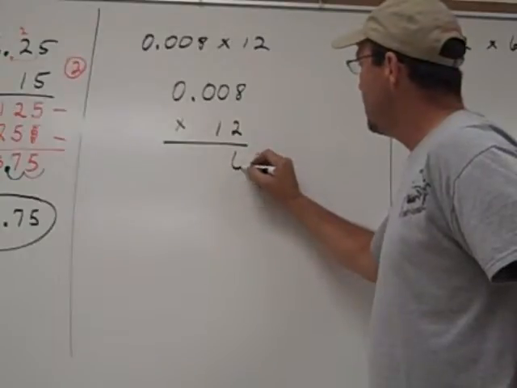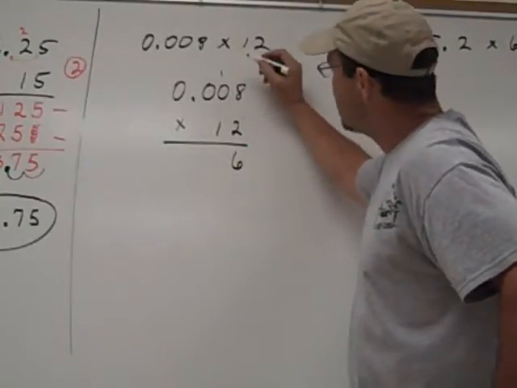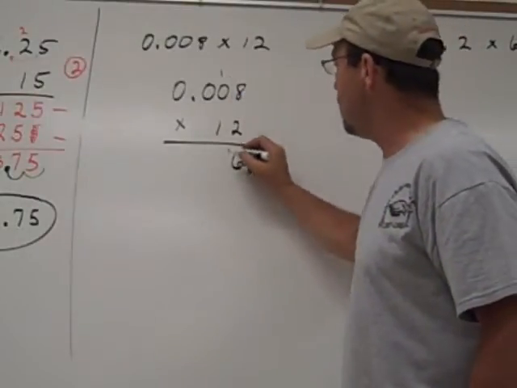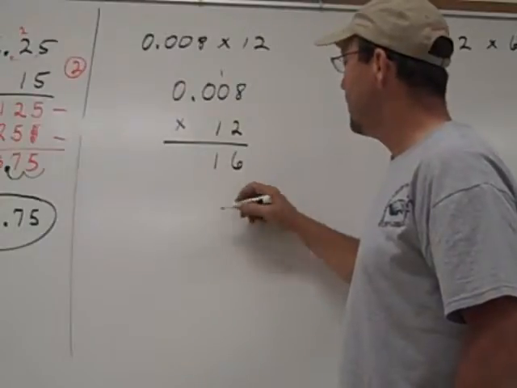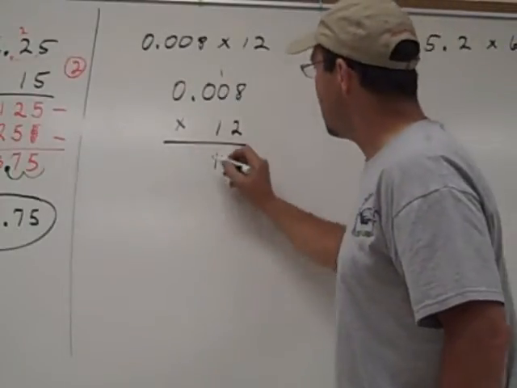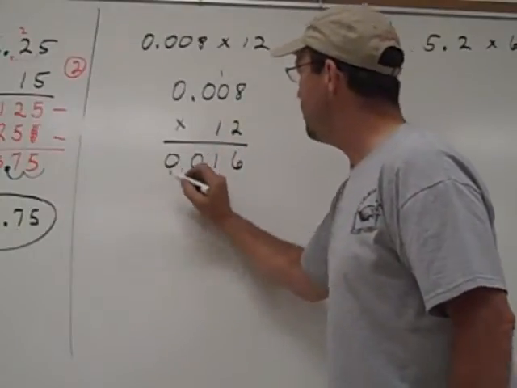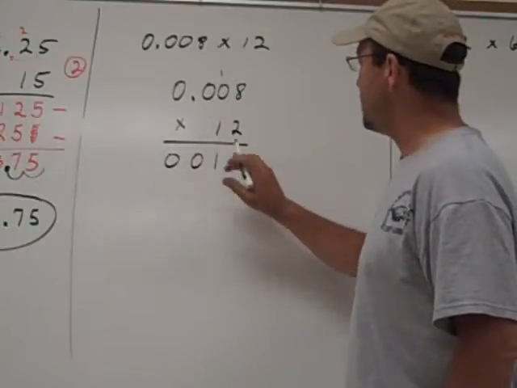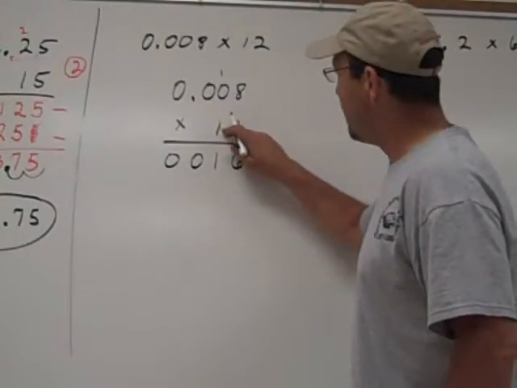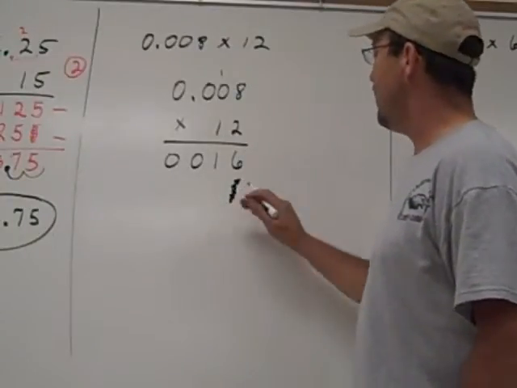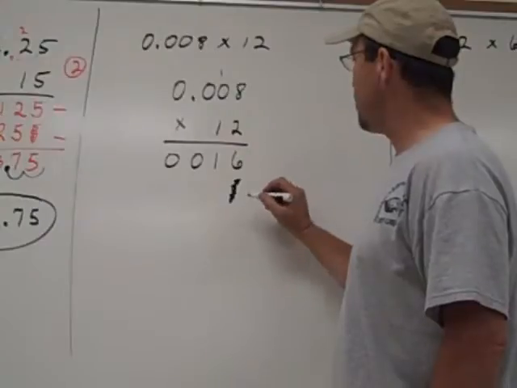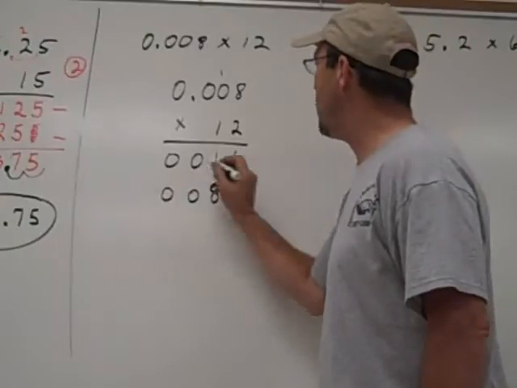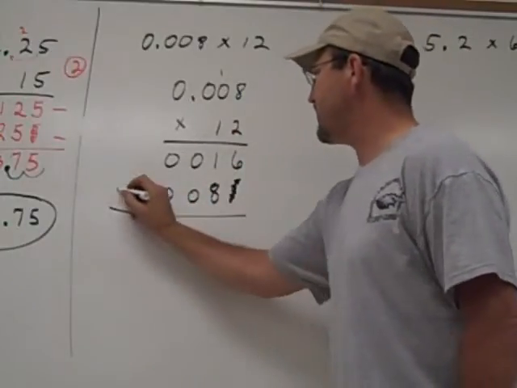2 times 8, 16. Put down the 6, carry the 1, regroup the 1. 2 times 0, 0. Plus 1, 1. No regroup, no carry. 2 times 0, 2 times 0. First line is done. I've got 2 digits. That means I've got to have a second line. I've got to get underneath the 1 here. So we'll bump over on my second line. And let's multiply. 1 times 8. 1 times 0. 1 times 0. 1 times 0. We finished the multiplication.